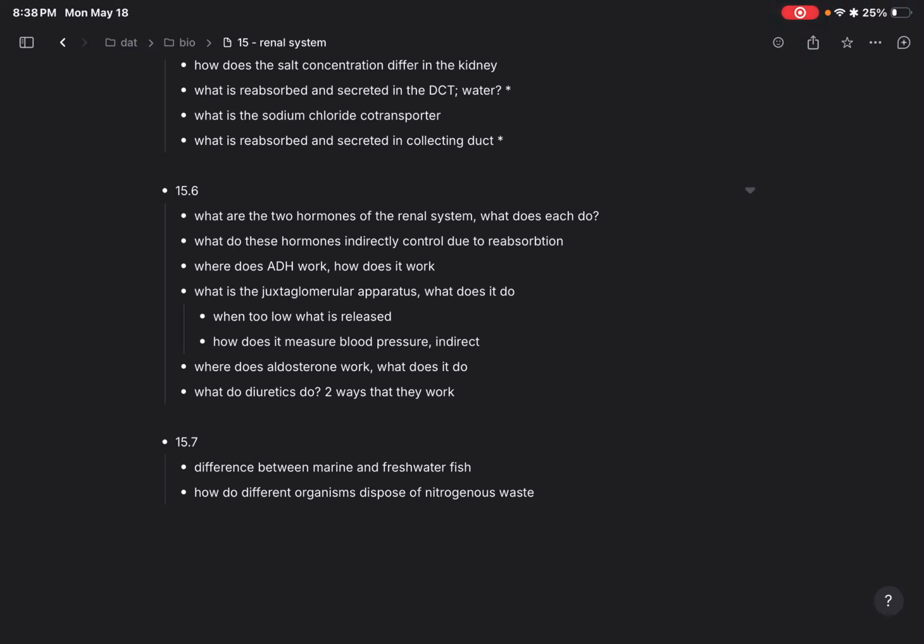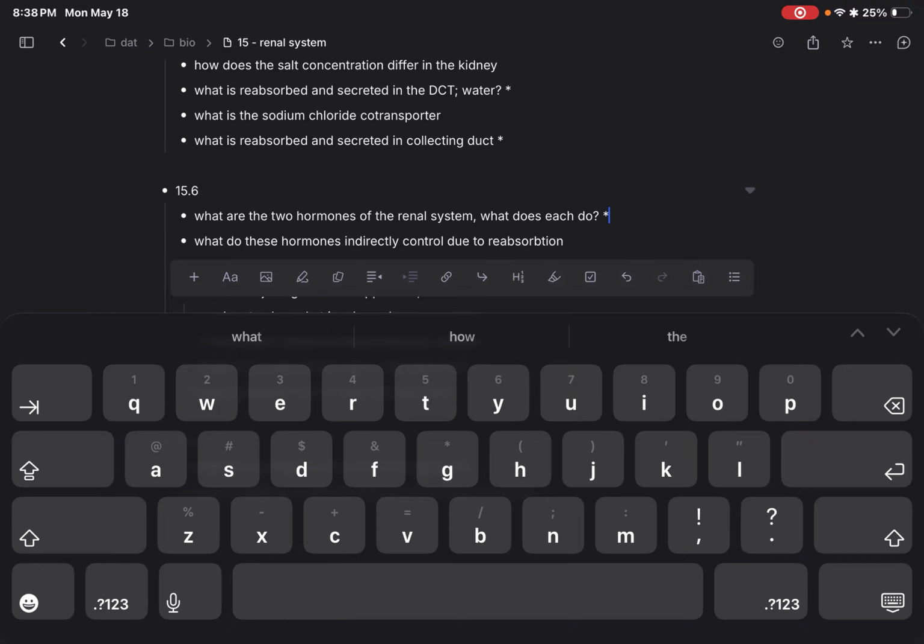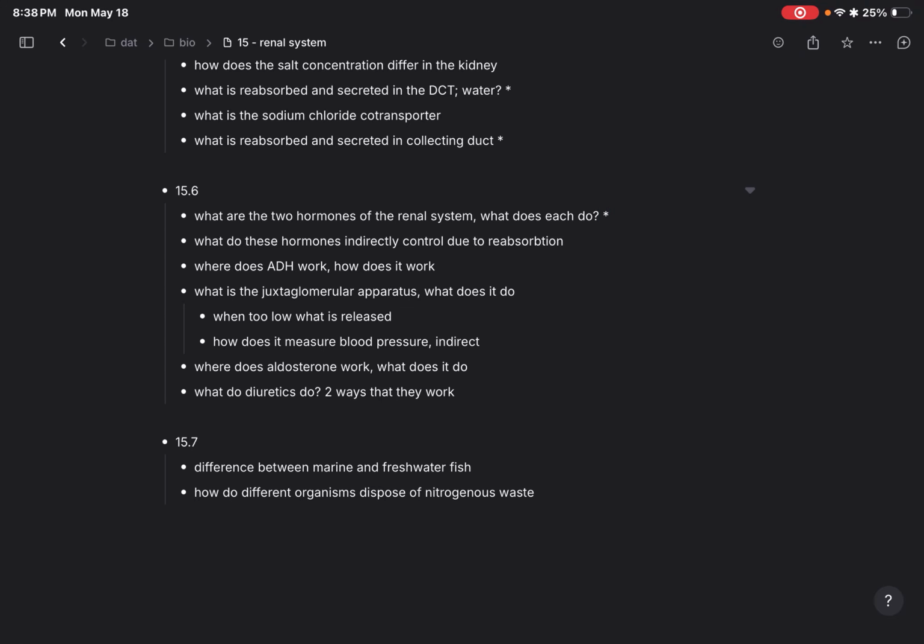Okay, so I believe I was wrong. Antidiuretic hormone is responsible for increased water reabsorption. Aldosterone is responsible for increased sodium absorption to regulate water and salt balance. So, what do these hormones indirectly control due to reabsorption? They control blood pressure. I feel like I saw something. Okay, I believe it would be blood pressure, because if you're excreting more water, then you're going to have lower blood pressure, lower blood volume.